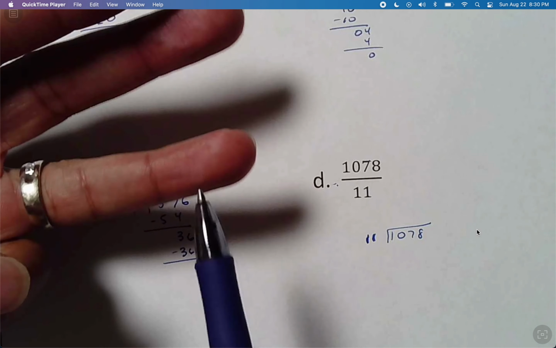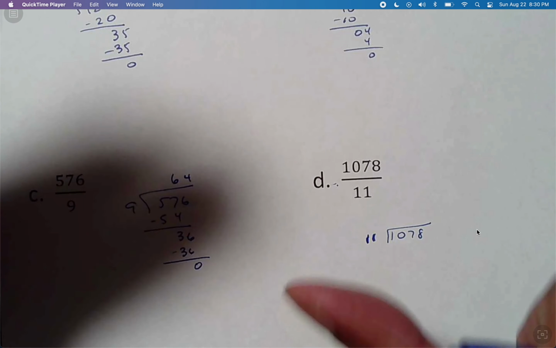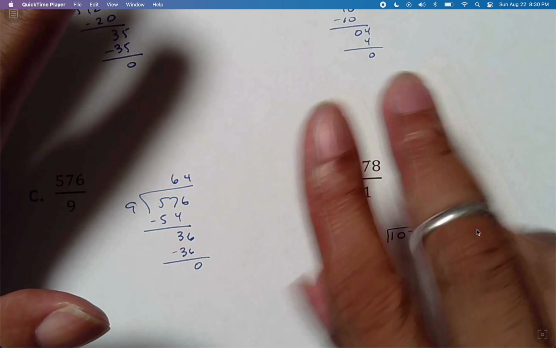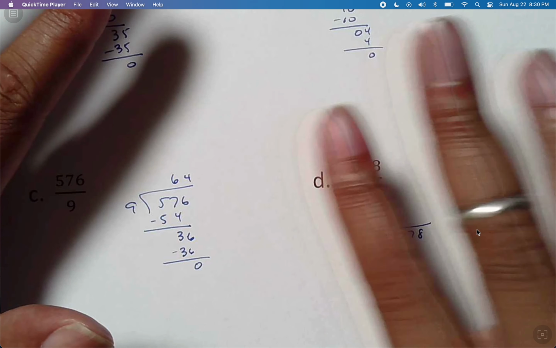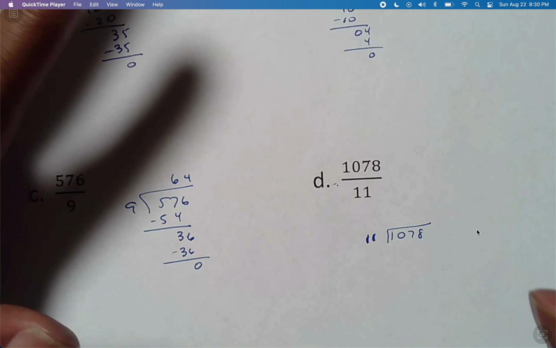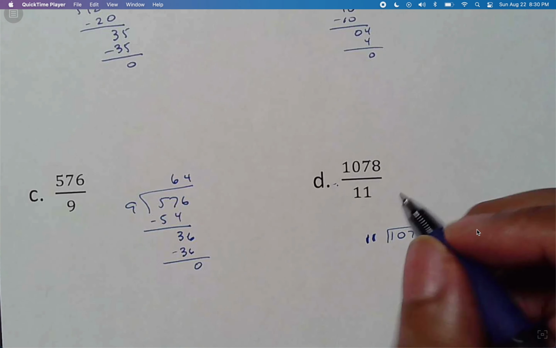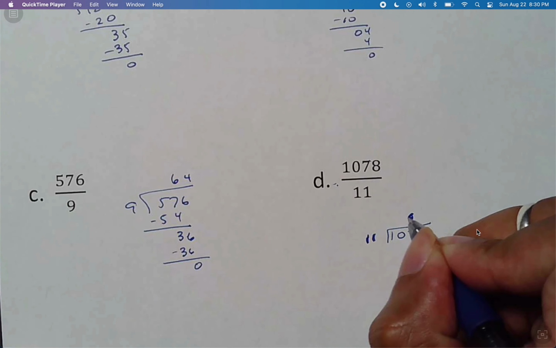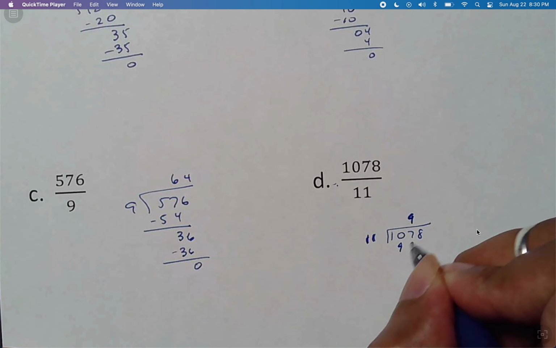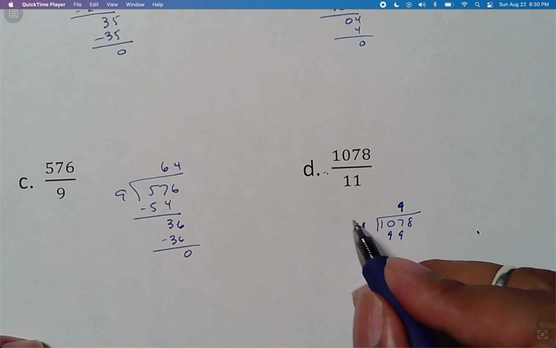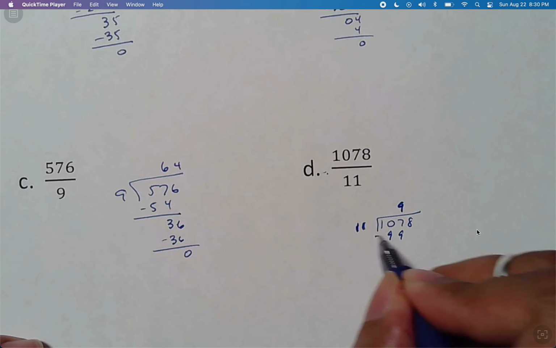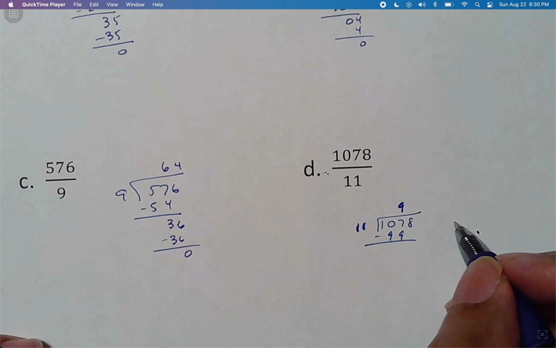11, 22, 33, 44, 55, 66, 77, 88, 99. And then I believe that's 110. So I think it only goes in 9 times. So we'll try it out and see what happens. The way you know it doesn't work is if the answer is bigger than 11. But let's see. This is even going to bring in some subtraction here.